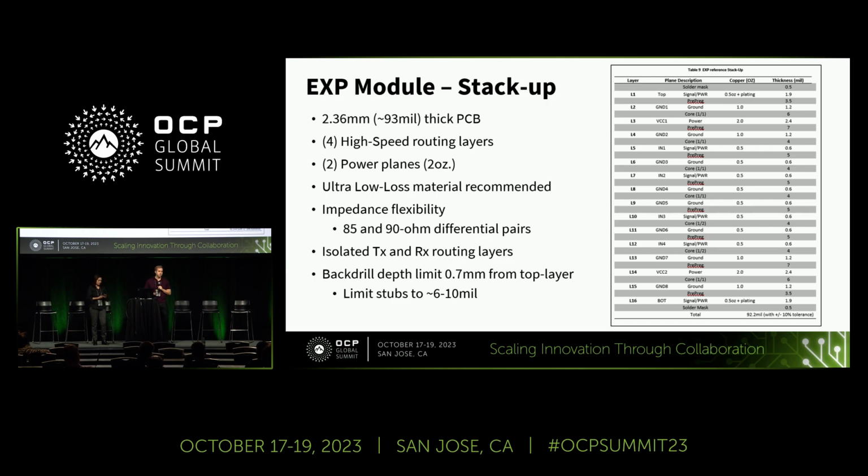In general, we would certainly recommend ultra-low loss type of material, and we have flexibility in the spec. We've offered recommendations for both 85 and 90 ohm impedance varieties. One of the interesting things we did with the stackup here, because it's a backplane style connector, is we put the high-speed routing in the center of the board and the power on the outside. This helps enable back drilling for all of the high-speed layers, which will give you the optimal signal integrity path.